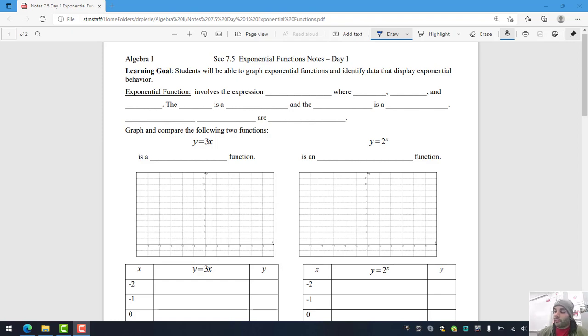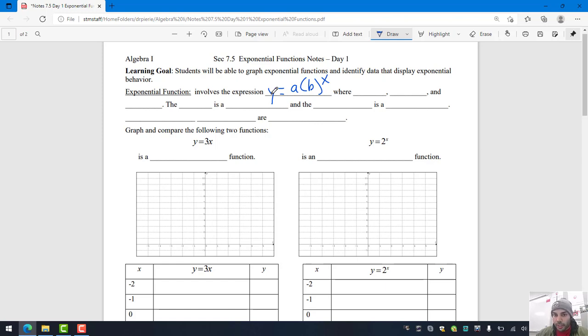What are exponential functions? Exponential functions follow the format of this equation. The equation of an exponential function usually follows the format y equals a times b raised to the x power. Most of you are familiar with y is equal to mx plus b. Y is equal to mx plus b is meant for straight lines, but this is not a straight line. This is called an exponential function. It's going to look a little bit different.